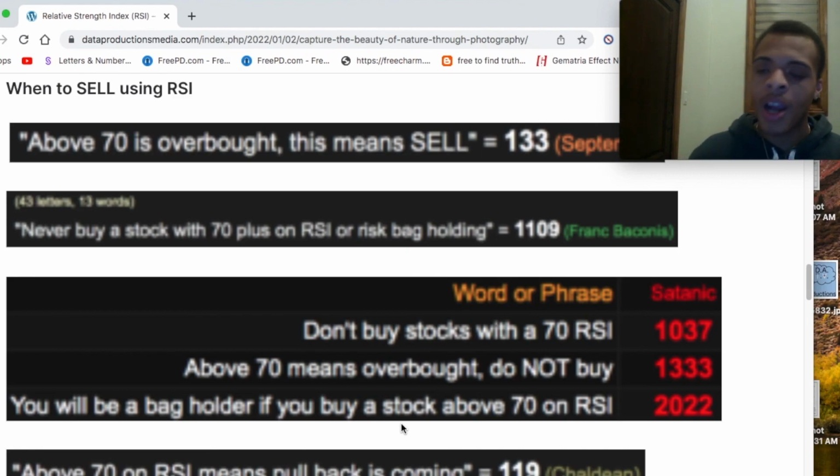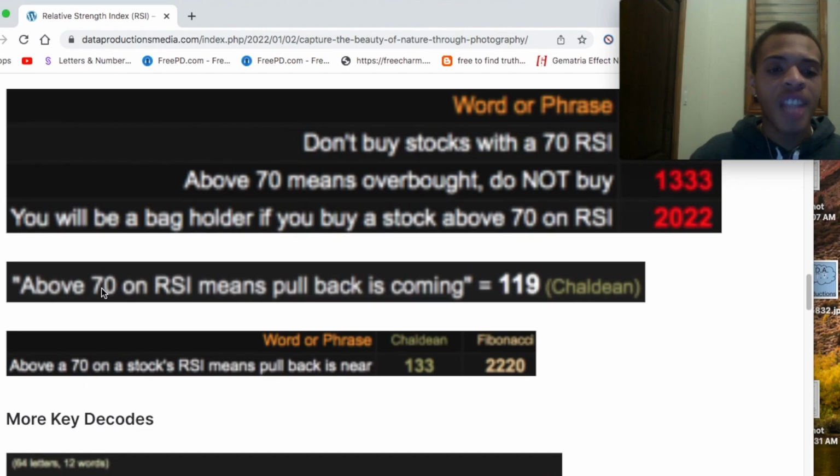2,222. All right, 2022, 222. You are going to be a bag holder in 2022 if you buy a stock above 70 on RSI. That's FOMO. Don't do that. Above 70 on RSI means pullback is coming.